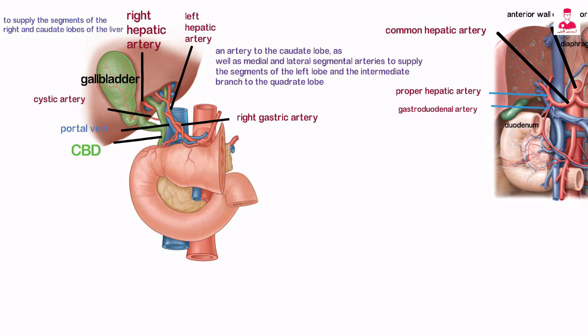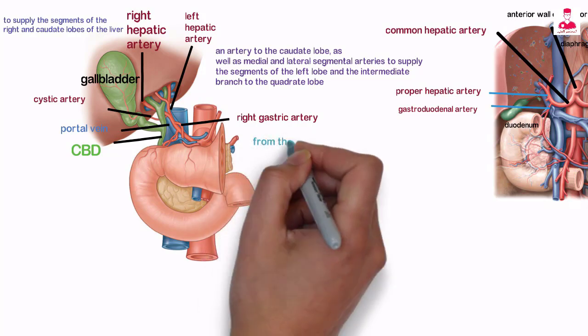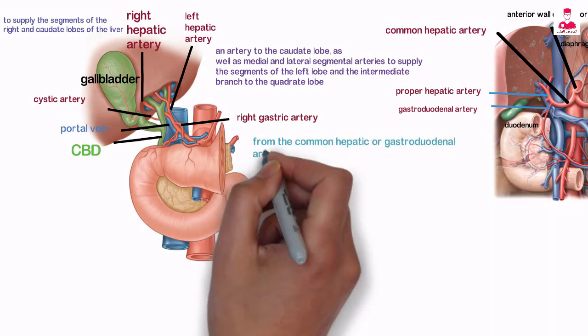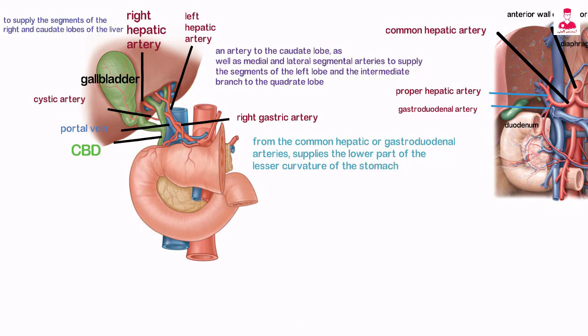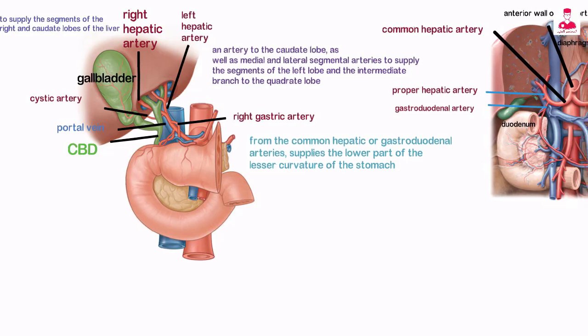The right gastric artery, which can also arise from the common hepatic or gastroduodenal arteries, supplies the lower part of the lesser curvature of the stomach and anastomoses with the left gastric artery within the lesser curvature of the stomach.